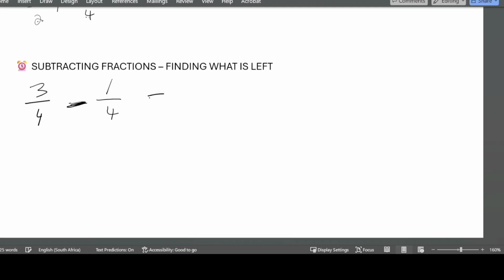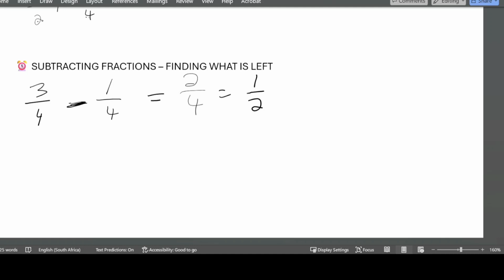So in this case, the denominators are the same. We can simply say 3 minus 1, which is 2/4. And remember, we need to write the fractions in their simplest form. So this will be a half, meaning a half of the chocolate is left.